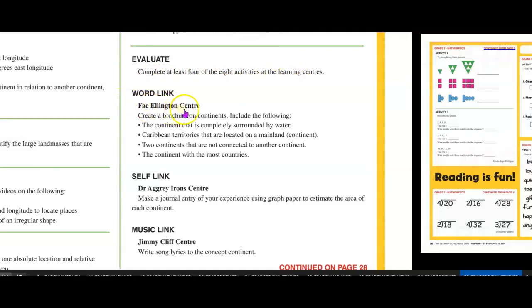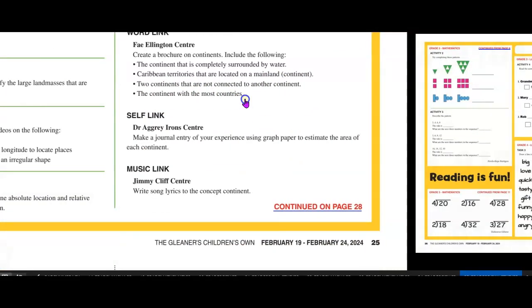From the Faye Ellington Center, we have WordLink. Create a brochure on continents. Include the following: the continent that is completely surrounded by water. Caribbean territories that are located on a mainland. That's a continent. 2 continents that are not connected to another continent. And the continent with the most countries.